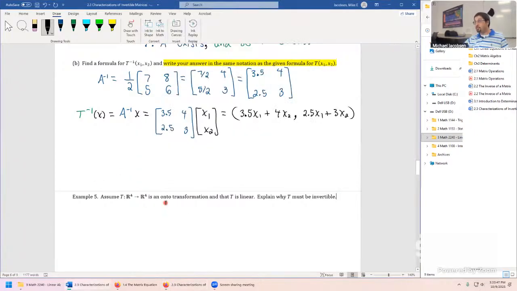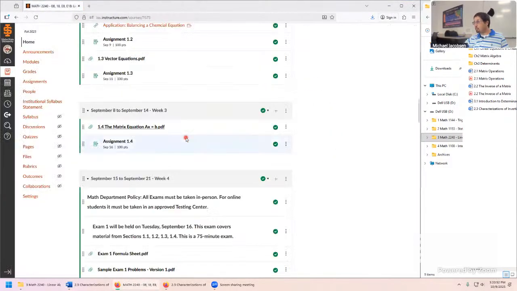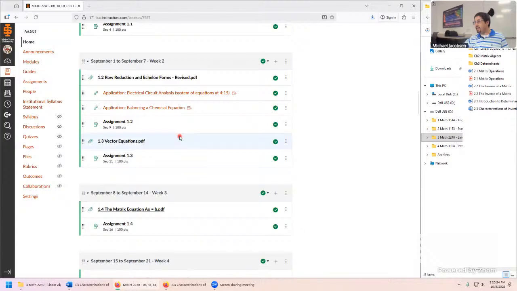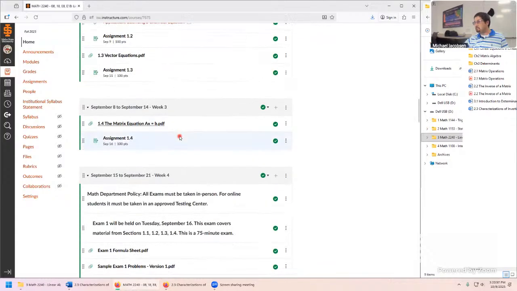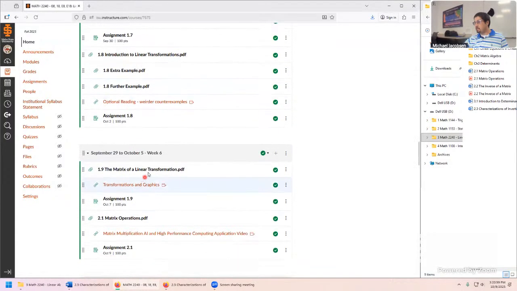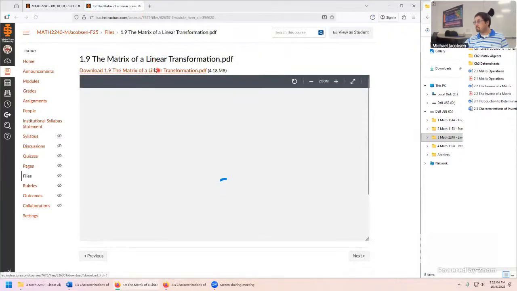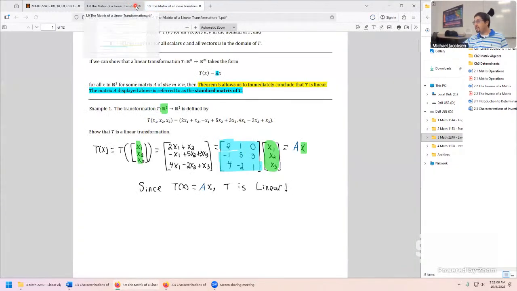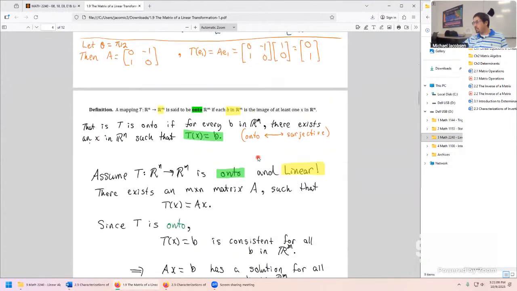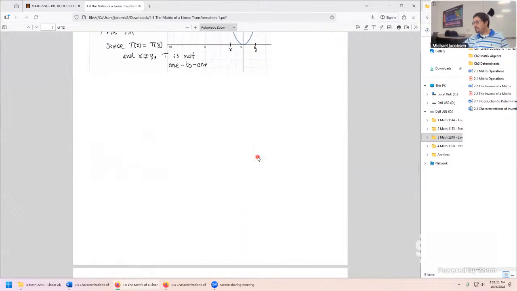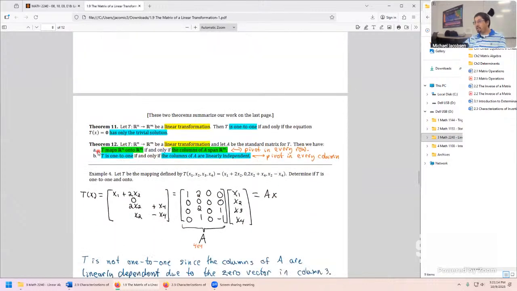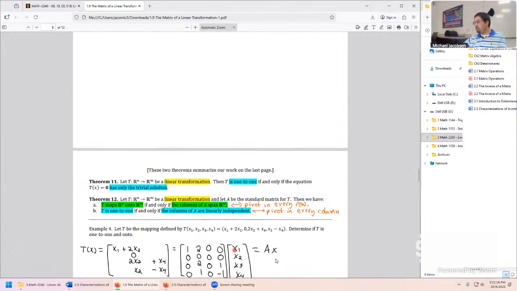And this is kind of a redo of content we saw all the way back in section 1.9. Let's pull that up. So in 1.9, we had a nice summary theorem way down the line that told us what it means for a mapping to be onto, for a mapping to be one-to-one. It's just the concept of having a pivot in every row, a pivot in every column in the standard matrix.